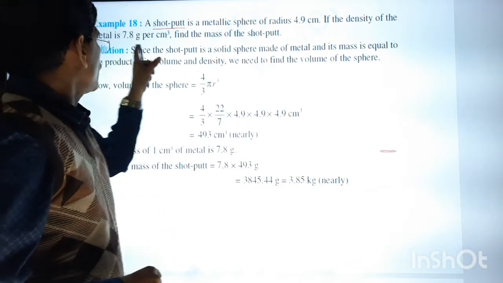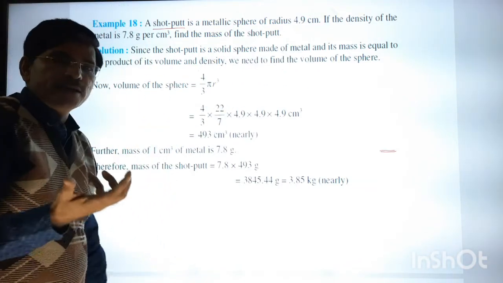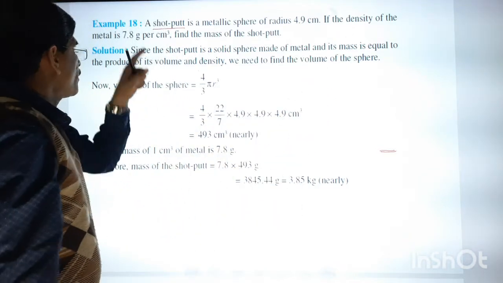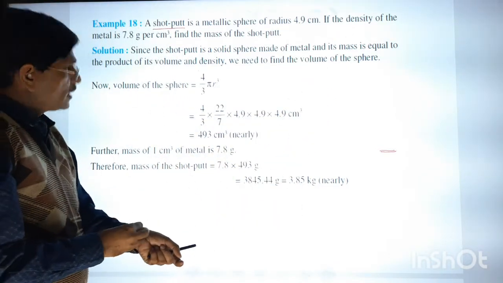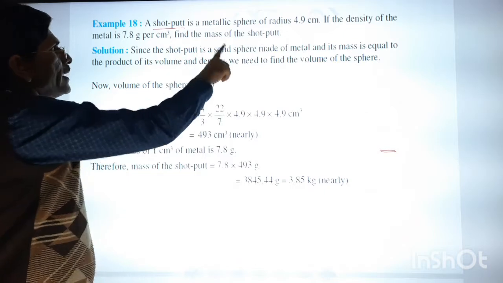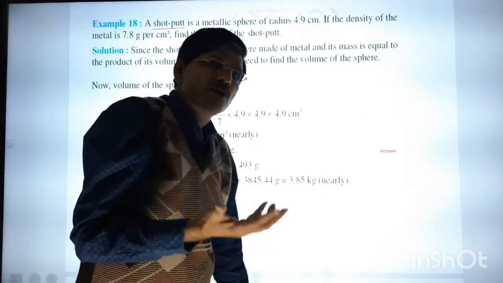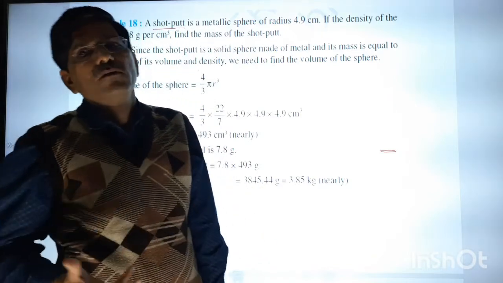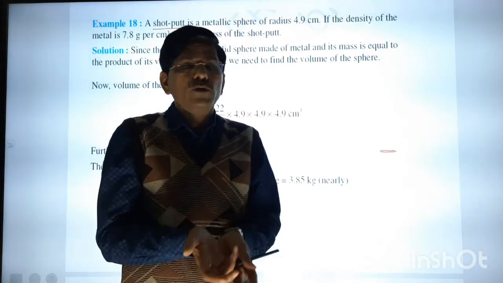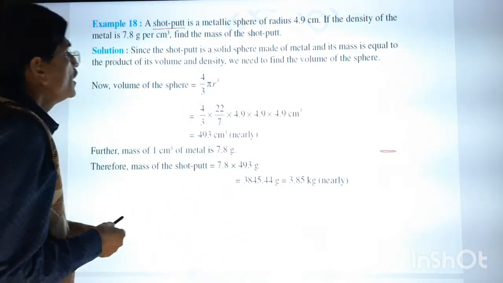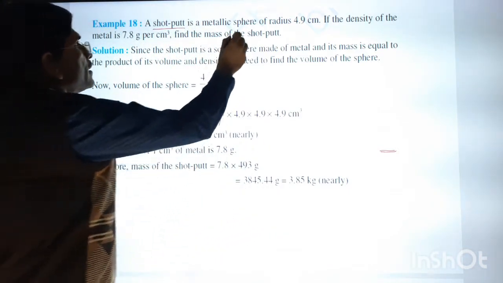If the density of the metal is 7.8 gram per centimeter cube, find the mass. We have to find out the weight. We cannot directly find out the weight of a shot put. First of all, I want to find out the volume. So first of all, to find out the volume, again it's a metallic sphere.